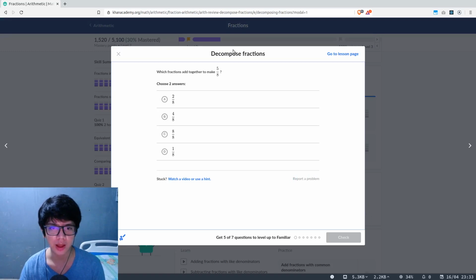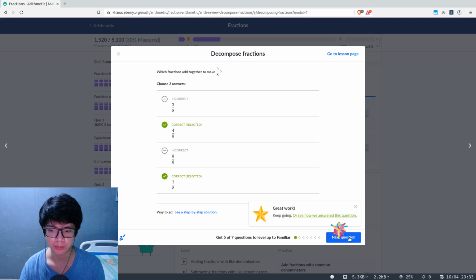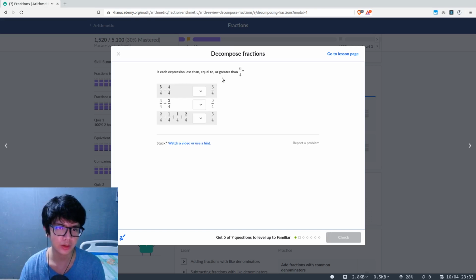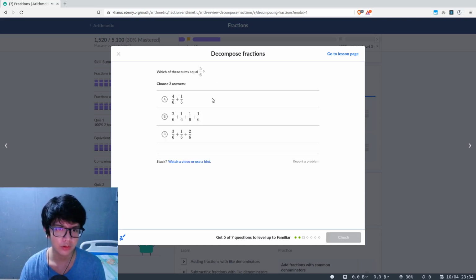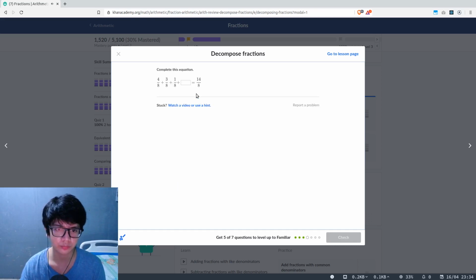Which fractions add together to make 5/8? This one will make 5/8. Is each expression less than or equal to 6 fourths? This one's greater than 6 fourths. This was equal to 6 fourths. This is also equal to 6 fourths. Which of these sums equal 5 sixths? This is 5 sixths. This is also 5 sixths. This is 6 sixths. We haven't done subtracting fractions, but okay.